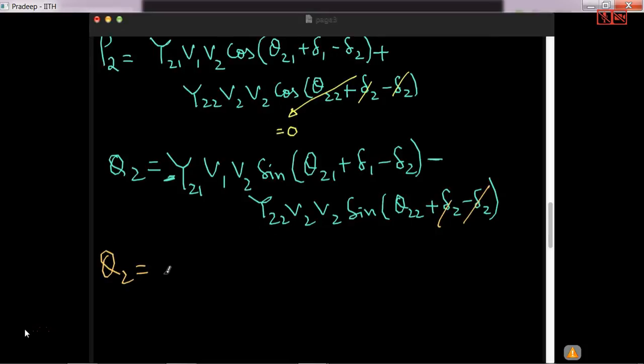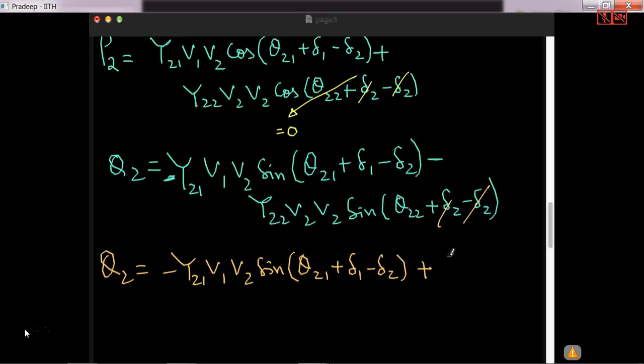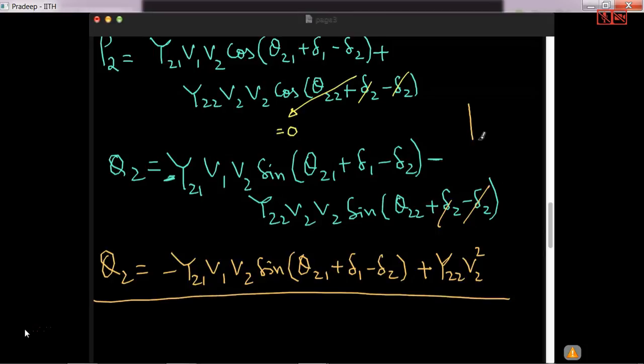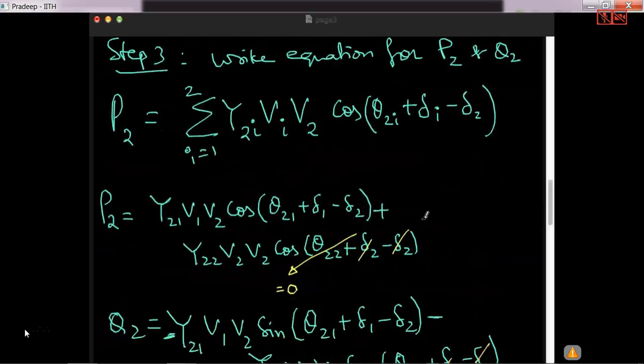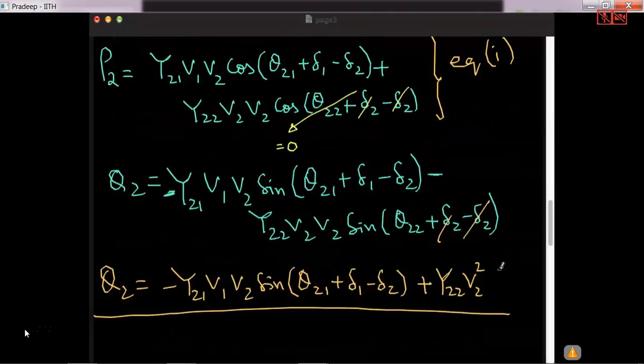Q2 equal to minus Y21 V1 V2 sine of theta 21 plus delta 1 minus delta 2 plus Y22 V2 square. That's it. So this is my equation number 2. Now I will write it in the form of functions. So let's call this equation I, and let's call this equation II.